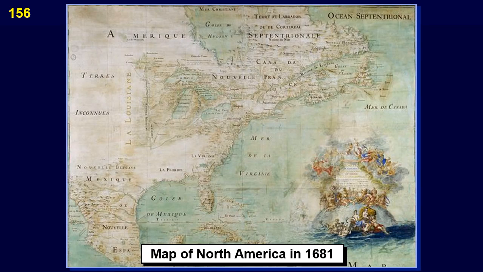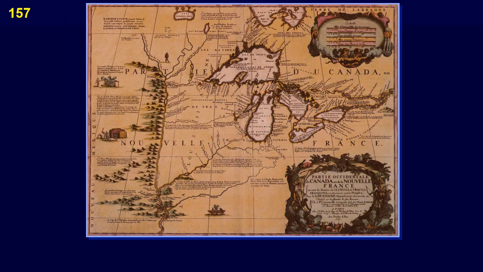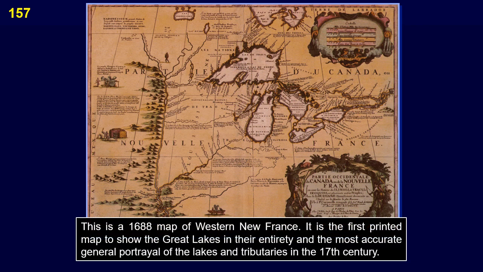This is a map of North America in 1681. This is a 1688 map of western New France. It is the first printed map to show the Great Lakes in their entirety and the most accurate general portrayal of the lakes and tributaries in the 17th century.